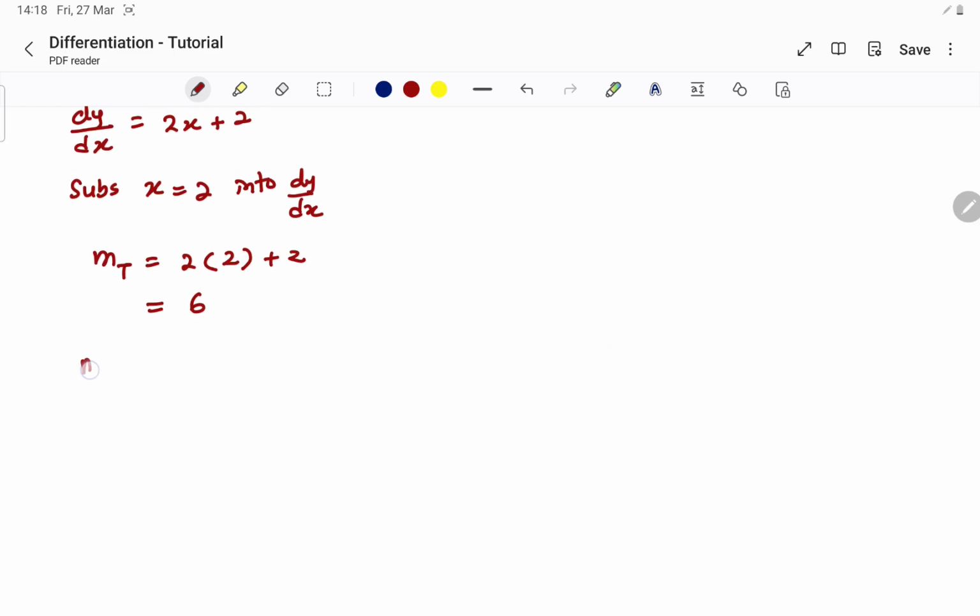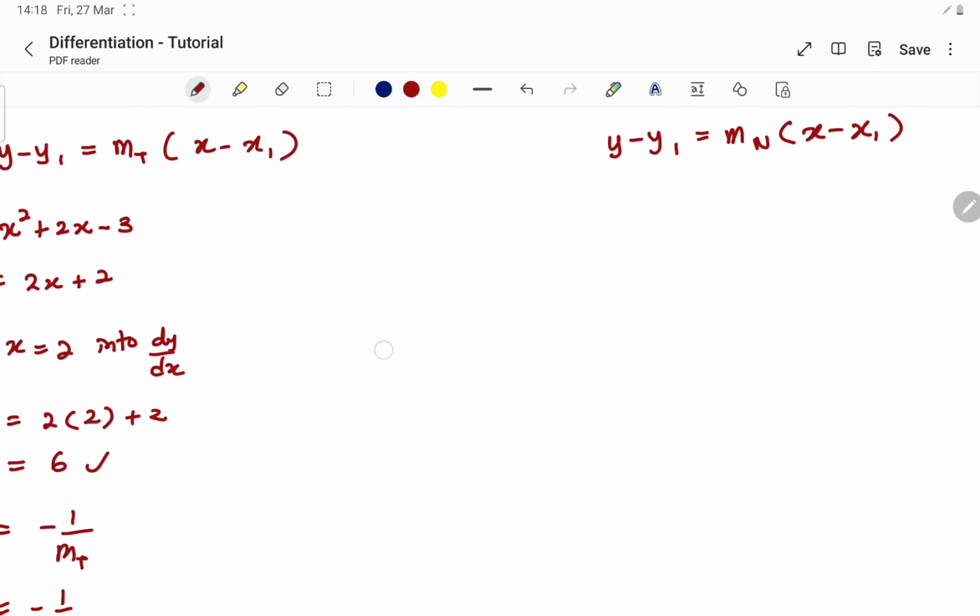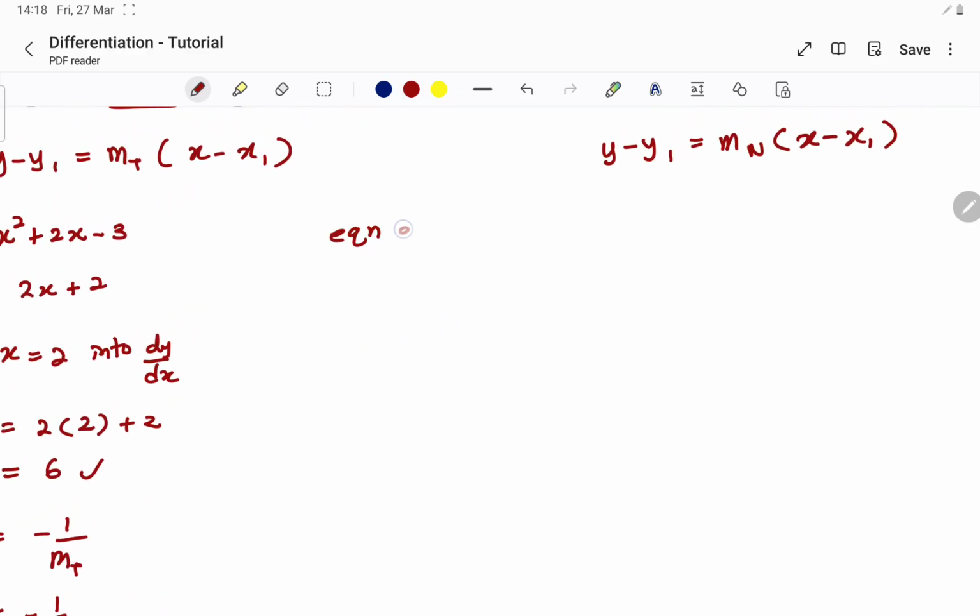Now for mn, how to find? Negative 1 over mt. So you're going to get negative 1 over 6. So you already have your mt and mn. Now you just find the equation of normal and tangent. Tangent first.